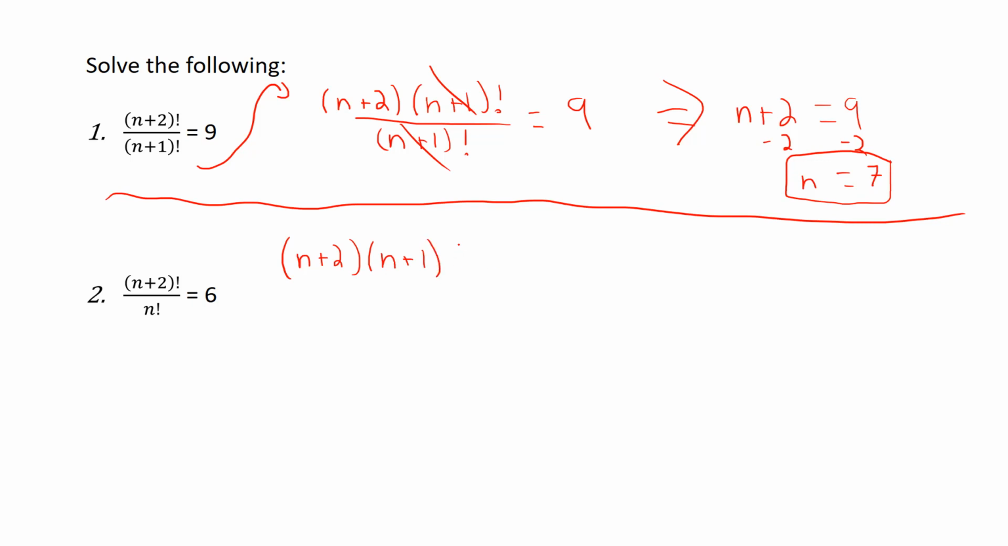It's not going to cancel. However, the next term is n, and that's where we can stop, because the n factorial on the bottom now is going to cancel. So things are looking good. We got rid of the factorial, and we got n plus 2 times n plus 1 is equal to 6.